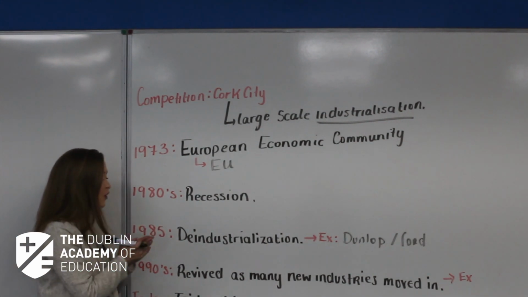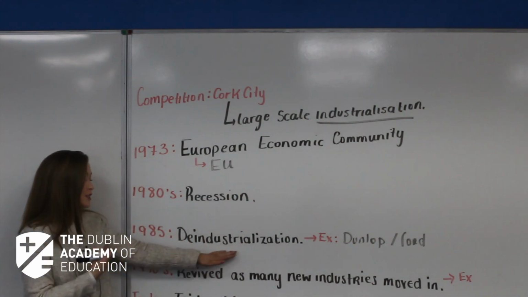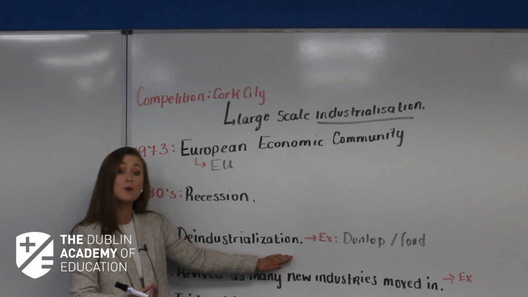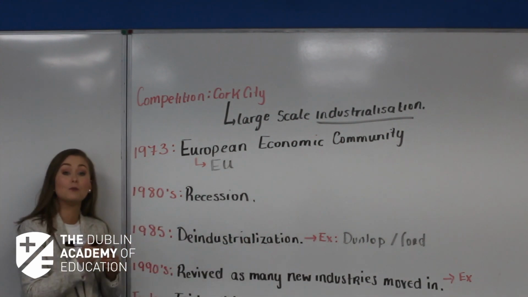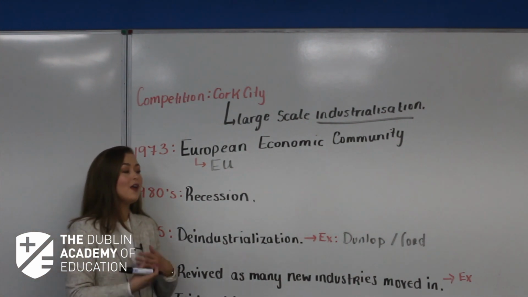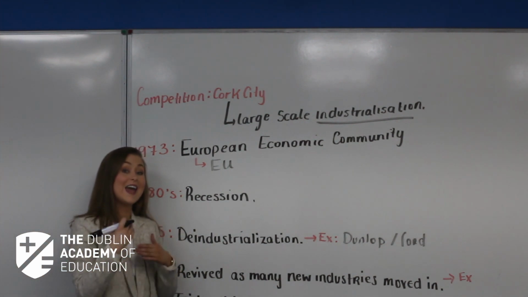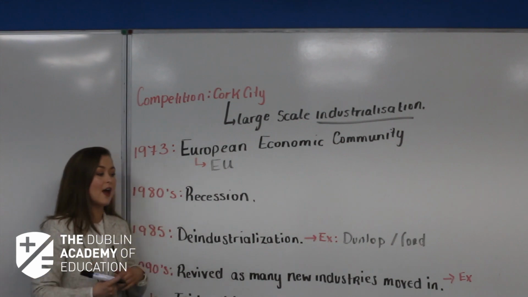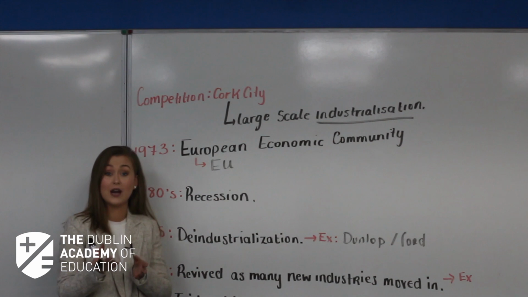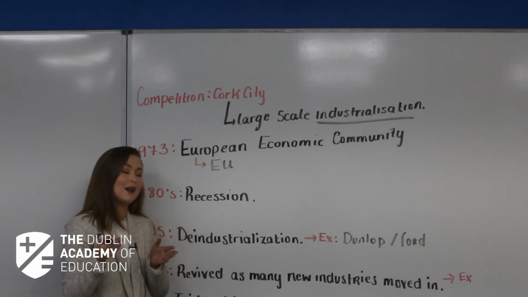Moving on from that, just to point out before I do, deindustrialization will generally lead to high levels of unemployment and a lot of outward migration, particularly amongst the young educated workforce. That leads to what we call an aging of the population. And a really nice word to use is a brain drain. So when the young educated people actually leave.